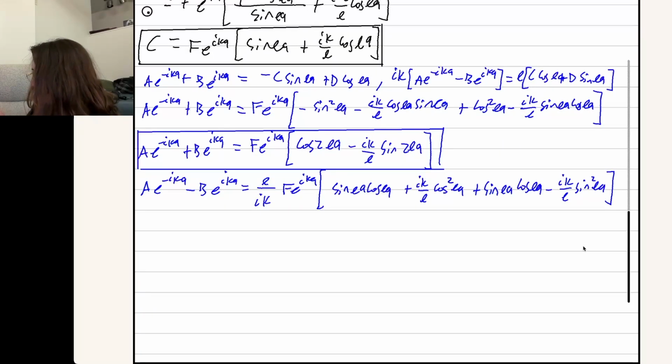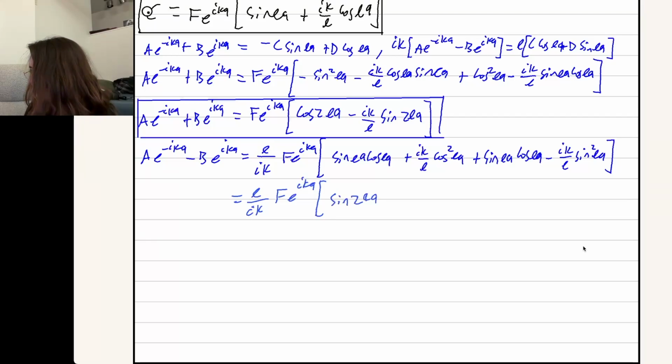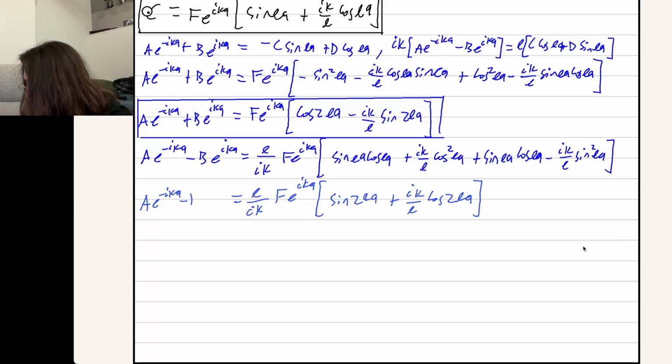And then we get the same sort of trigonometric functions in there that sum up in the same way. We have this thing plus this thing makes sine 2LA, and then this thing minus this thing makes ik over L cosine 2LA. And so that's what we're getting for that. And we can bank that.